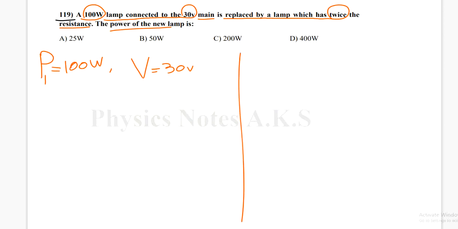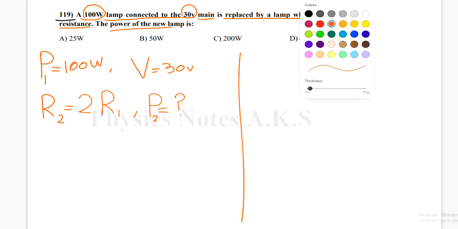They say it is replaced by a lamp which has twice the resistance, which means the resistance of the second lamp is twice the resistance of the first one. The question is, what is the power of the new lamp? They need P2. Okay? I guess it's clear.